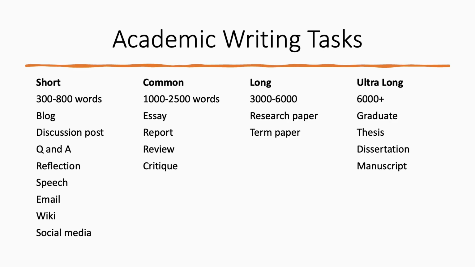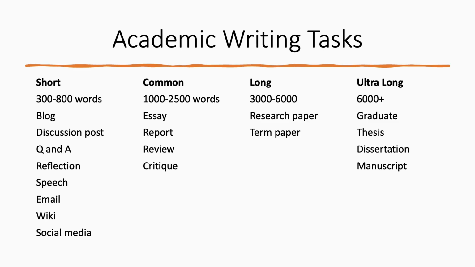Common papers at the undergraduate level, especially at the 100, 200, and 300 level, are papers in the 1,000 to 2,500 word range, such as essays, reports, reviews, and critiques. Longer papers of 3,000 to 6,000 words typically appear in the higher levels of undergraduate study, like at the 300, 400, or 500 level, and include research papers and term papers. These are papers that show cumulative learning over the duration of your course. So they're usually the final assignment and worth the most.